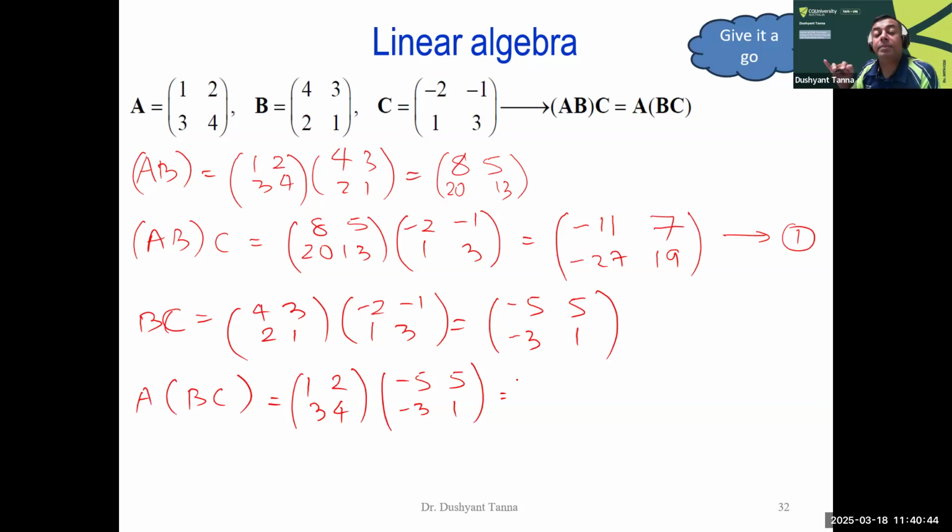It should be the same. So don't try to push it to be the same. Verify it. The moment you verify, there might be some mistakes.